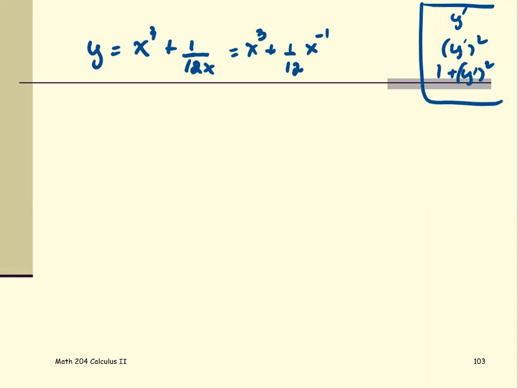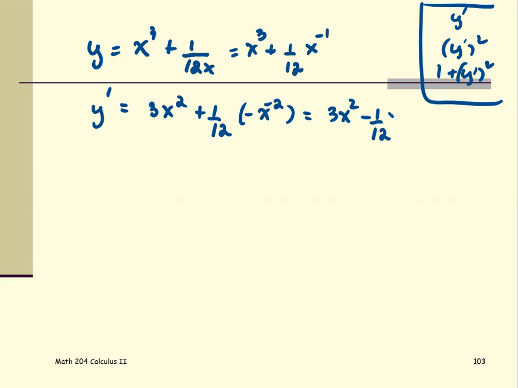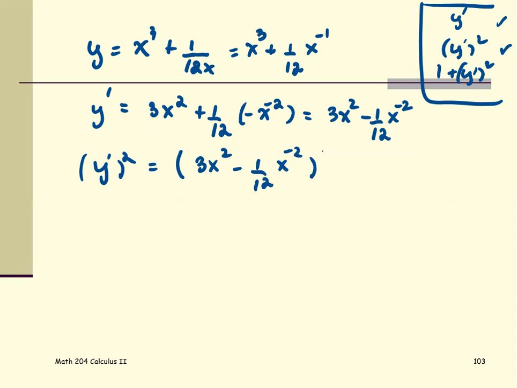And then what I have to do is find y prime. Y prime is 3x squared plus 1 over 12 times the derivative of x to the negative first, which is negative x to the negative second. So I rewrite it in a better form as 3x squared minus 1 over 12, x to the negative second. I get my y prime. Next, I'm going to work on y prime squared. So y prime quantity squared is the quantity of 3x squared minus 1 over 12, x to the negative second, all squared. Perfect square again, right?